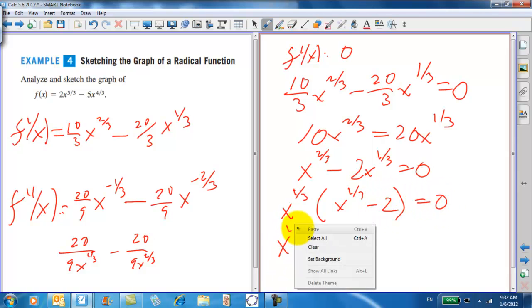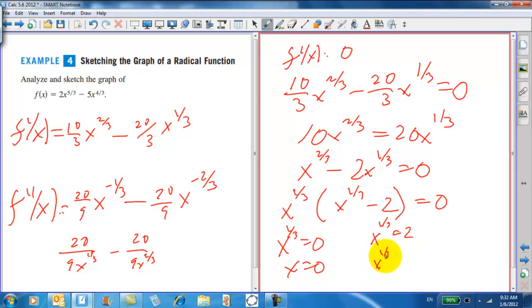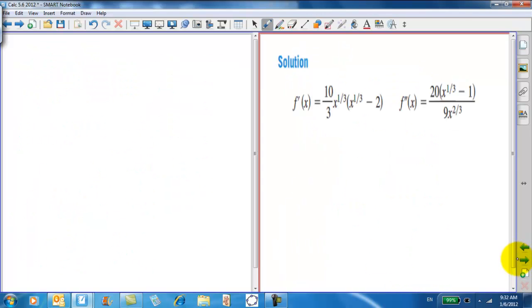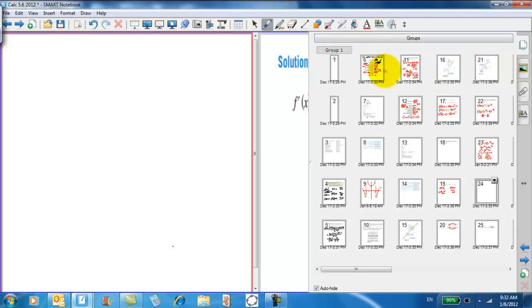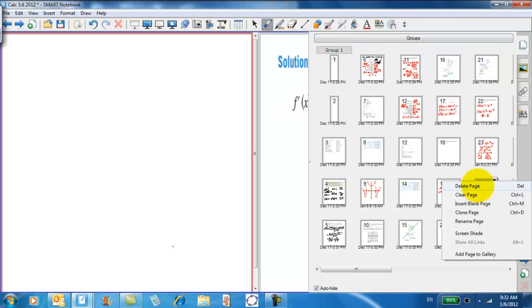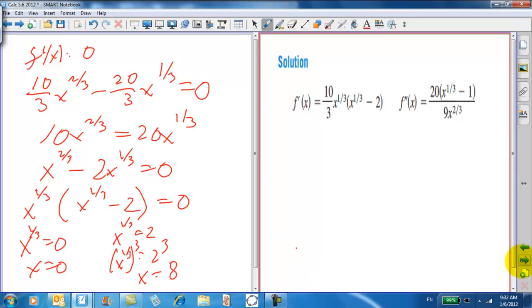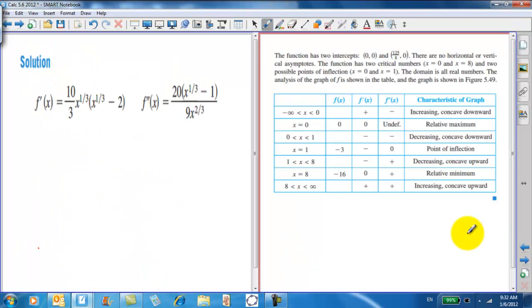Because this x to the 1/3 equals 0 will give us one possible critical number, x equals 0. And x to the 1/3 equals 2 gives us another one. We cube both sides, and we get x equals 8. So we got 0 and 8 for possible critical numbers there. There's our derivatives. And some of the critical numbers we want to look at are 0 and 8.